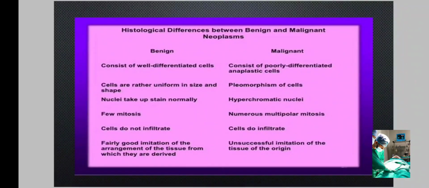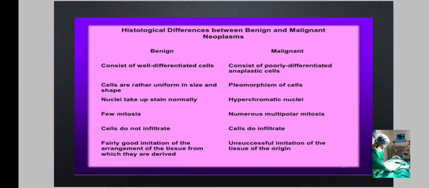So let's see the histological differences between the benign and the malignant neoplasms. Let's cover the benign one first. It consists of well differentiated cells, and the cells are rather uniform in size and shape. And in the staining, the nucleus takes up the stain normally. There are few mitoses, there is decreased nucleocytoplasmic ratio, and the cells do not infiltrate. So basically these benign tumors resemble mostly the parent tissue from which they are derived.